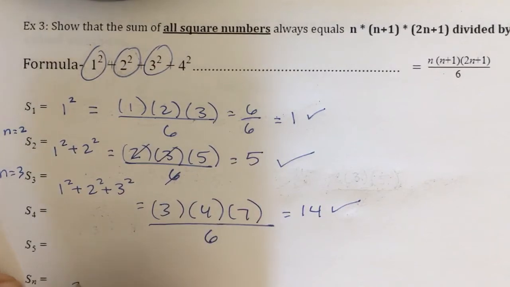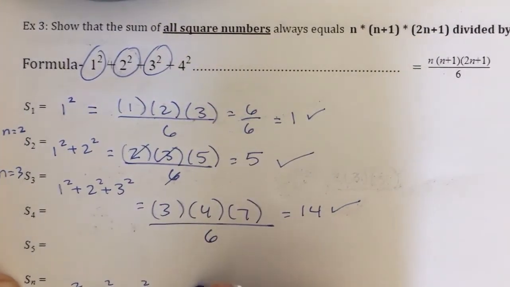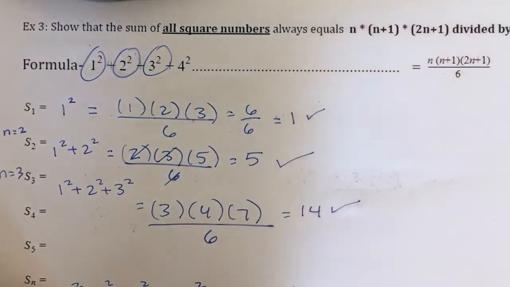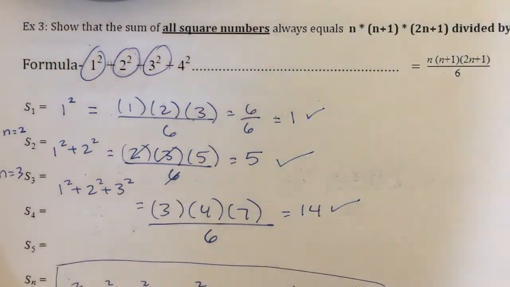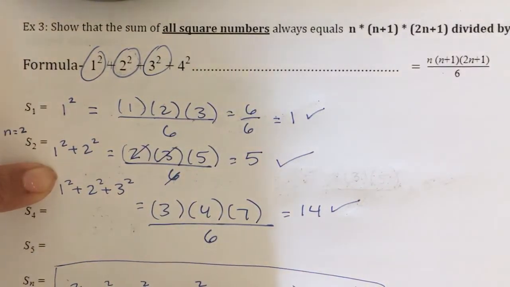We would say the sum of all square numbers is always going to equal, and here we could say all the way up to n squared. So the sum of all square numbers to any number will always equal n times n plus 1 times 2n plus 1 divided by 6. So we have a formula. Okay, we have a claim. All right. So this is called the induction step. The induction step is just showing evidence that this seems to be true.